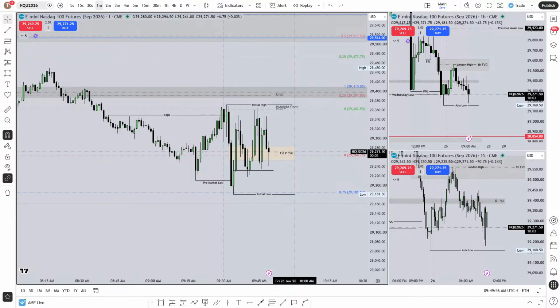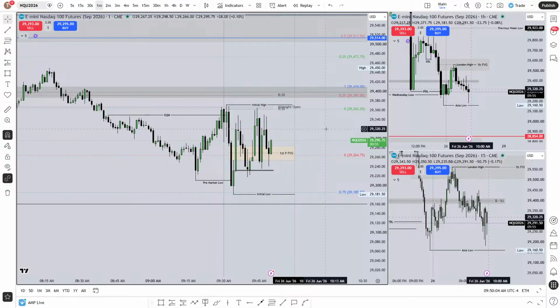And so far it doesn't look very fun. Hopefully people aren't getting chopped up in this, but you know they are.